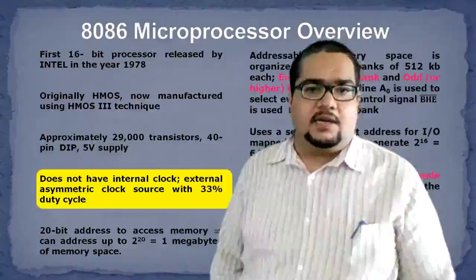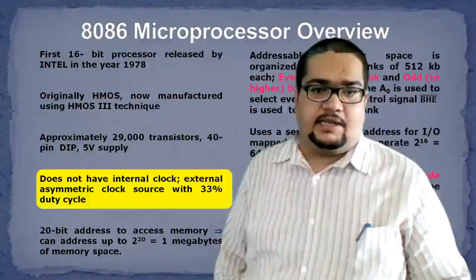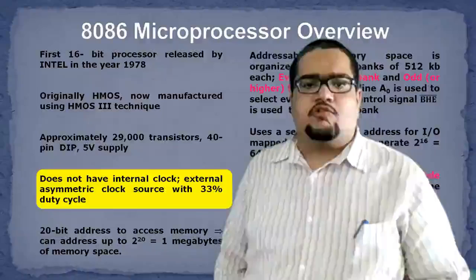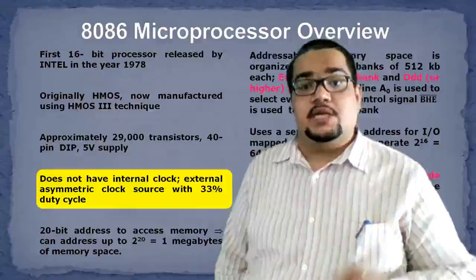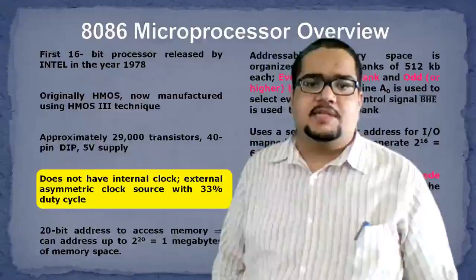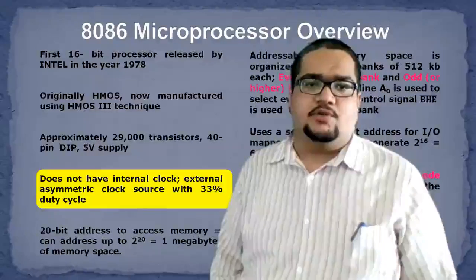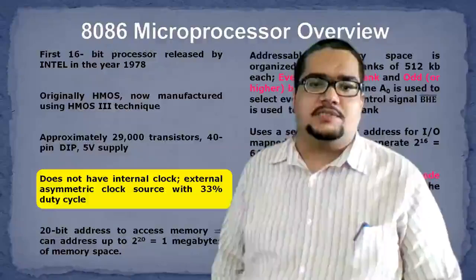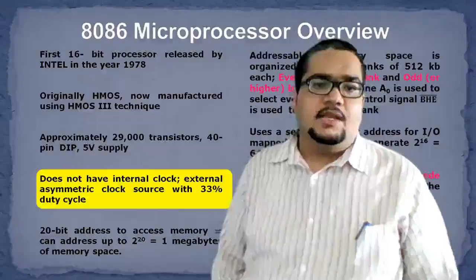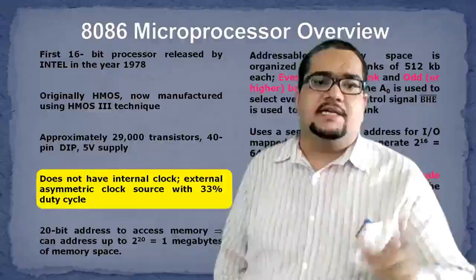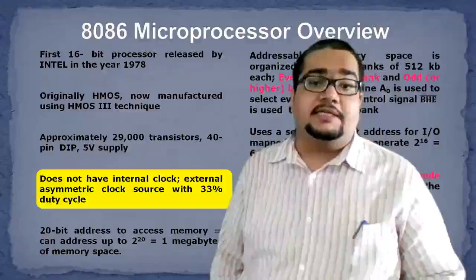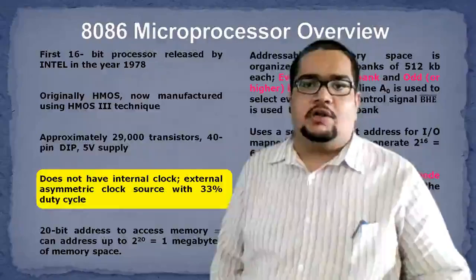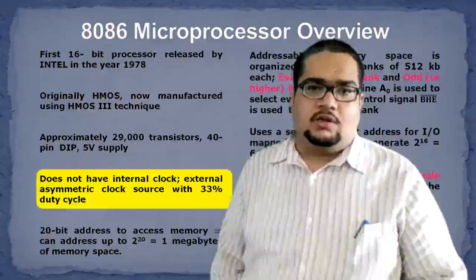It does not have any internal clock. You can provide an external clock to synchronize all its operations in the microprocessor based system. You are quite aware of the synchronous sequential circuit. So our microprocessor based system will be a synchronous sequential circuit. It requires a clock such that its internal and external operations, for the whole system, can be synchronized. Here the requirement is that you have to give an asymmetric clock source with a 33% duty cycle. About the duty cycle, you know, it's on time divided by the total time of the clock.